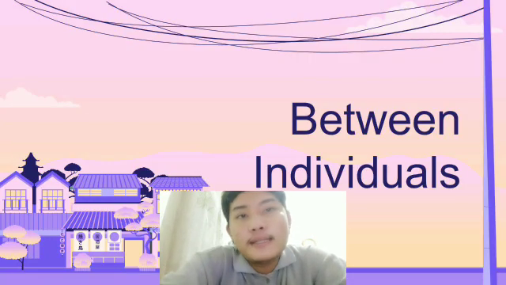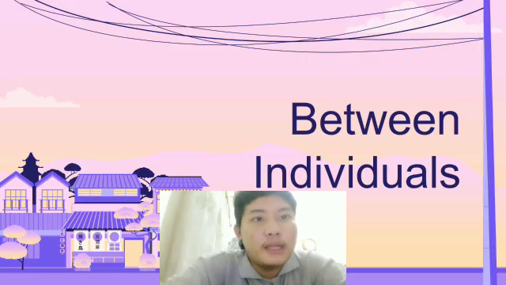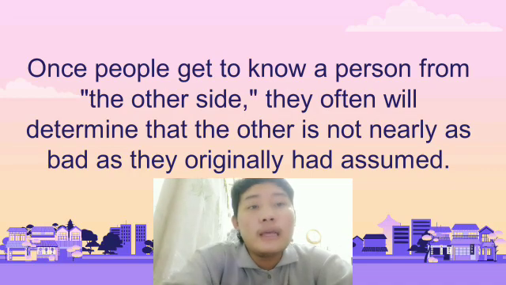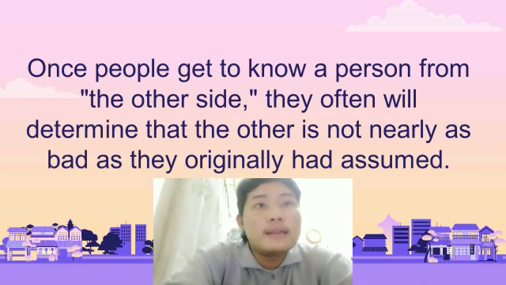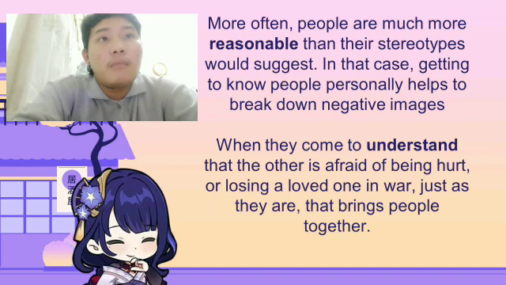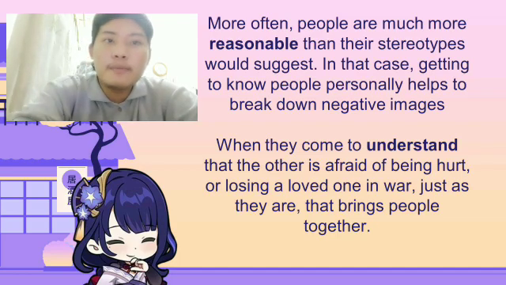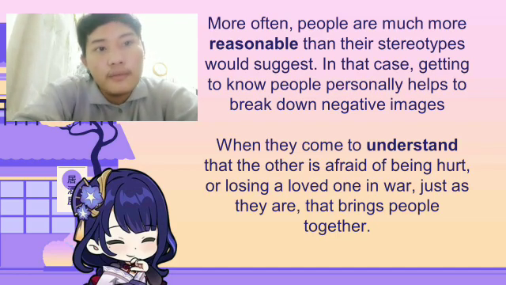The fourth topic that we will discuss is about dealing with stereotypes. The first one is dealing with stereotypes between individuals. Once people get to know a person from the other side, they often will determine that the other is not nearly as bad as they originally had assumed. More often, people are much more reasonable than their stereotype would suggest. In that case, getting to know people personally helps to break down negative images.